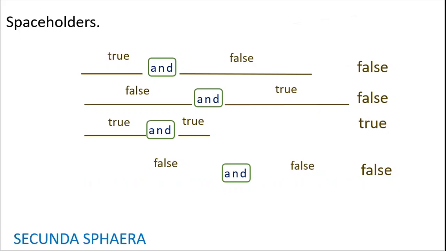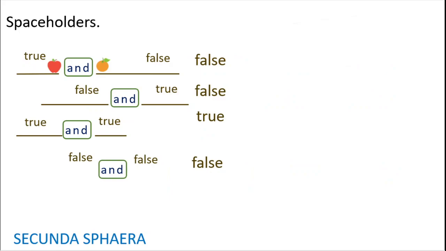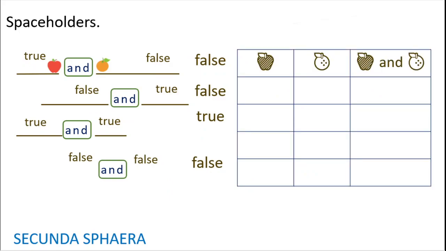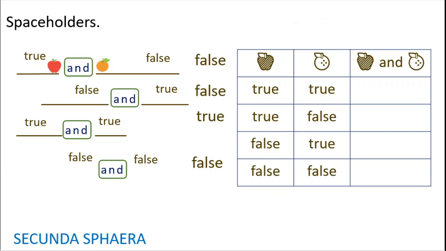And now, instead of having these spaces and the words in there, let's change it for something a little bit more cute. A little apple and a little orange. Let's have something a little bit more graphic about what's happening. So in this table, we have the apple, we have the orange, and we have apple and orange. Since these are sentences that can be true or false, the apple can be true and the orange can be true. The orange can be false and the apple can still be true. Now the apple can be false and the orange be true. And the apple and the orange can both be false. And this would cover all of the cases.